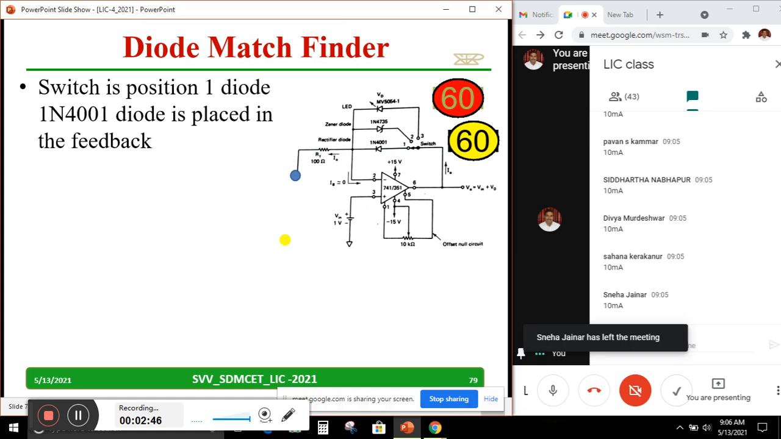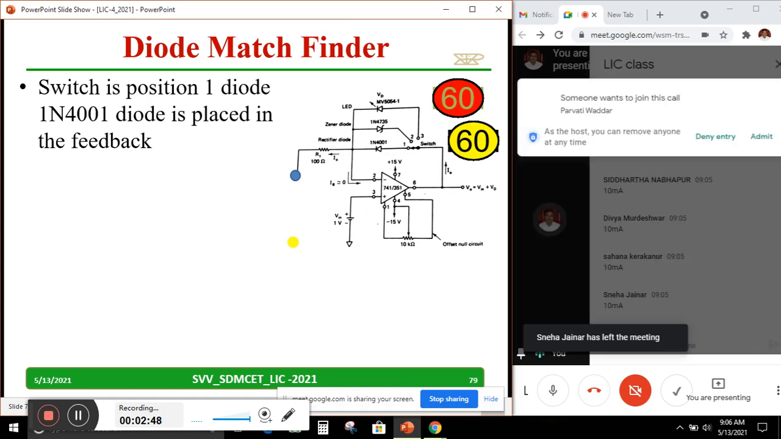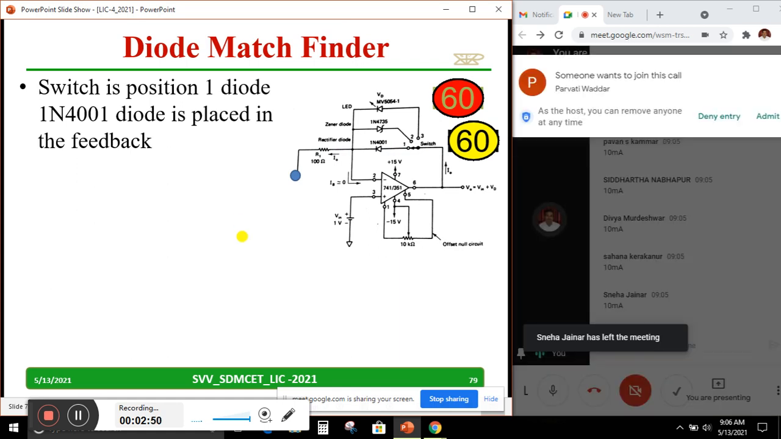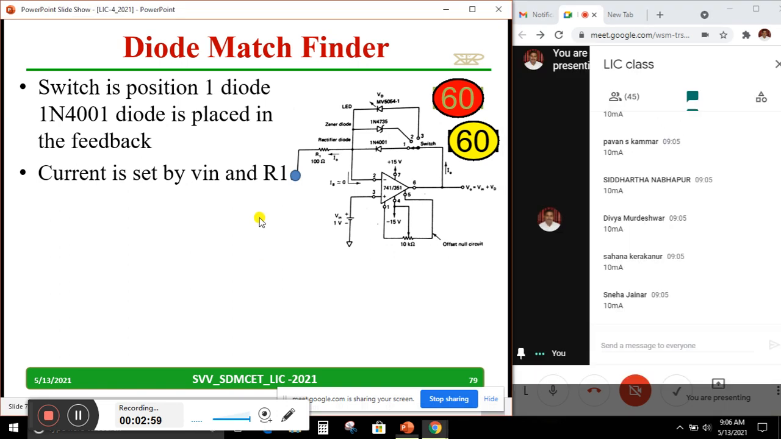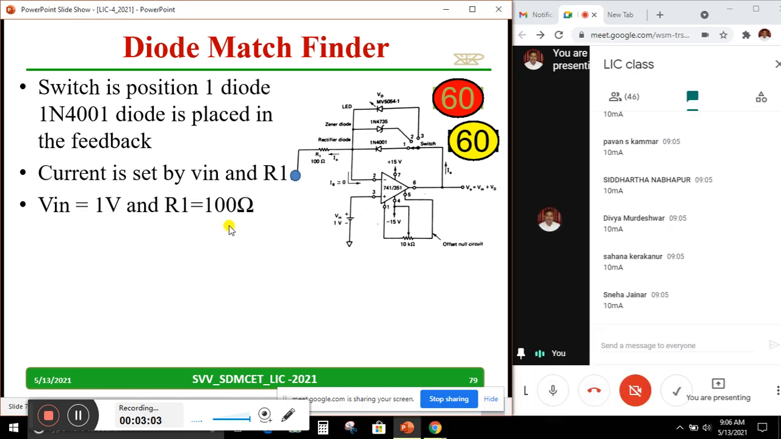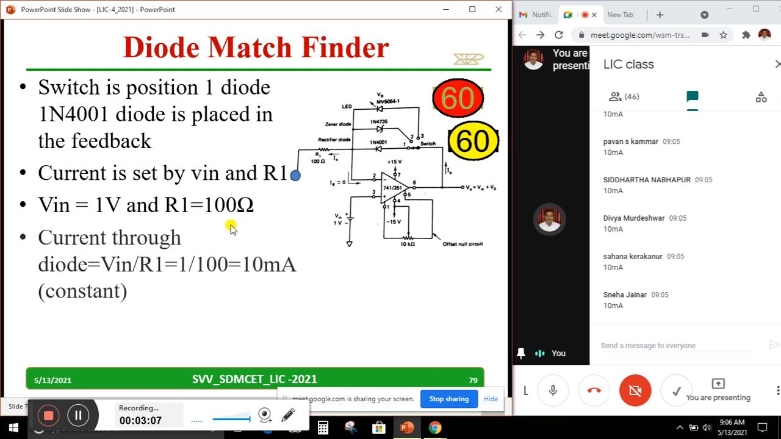Now think the switch is connected to 1, and next time you think it is connected to 2, later when I am talking about a Zener diode. Current is set by the Vin and R1. All of you know already, we have discussed in the previous class. Vin is 1 volt and R1 is 100 ohm, and current will be 10 milliampere.